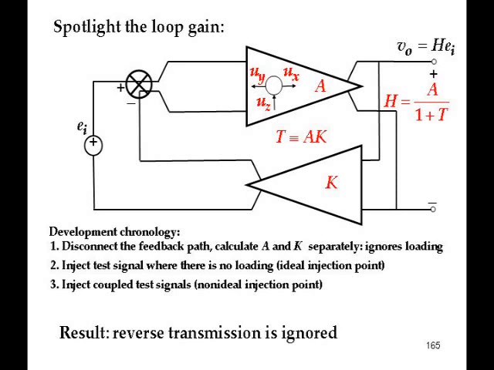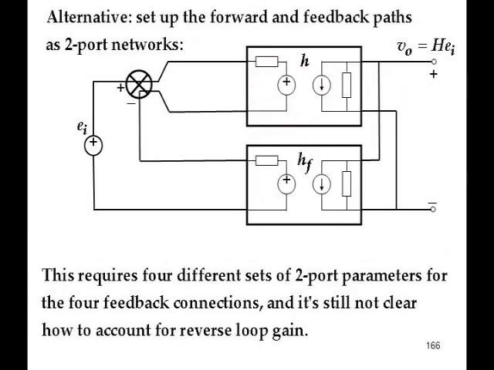Now, the books have an alternative. They get to this same point that we've just reached here. And they say, the model isn't correct. So let's represent each path by a two-port network. And for this feedback configuration, which is series-shunt voltage, the H parameter boxes are the appropriate ones.